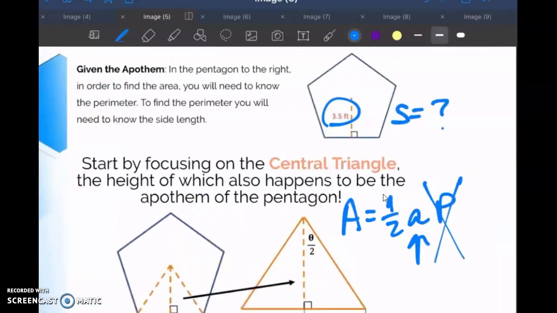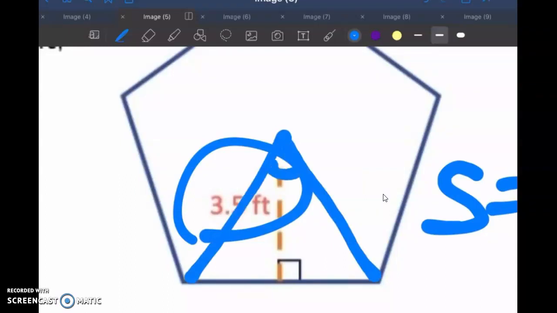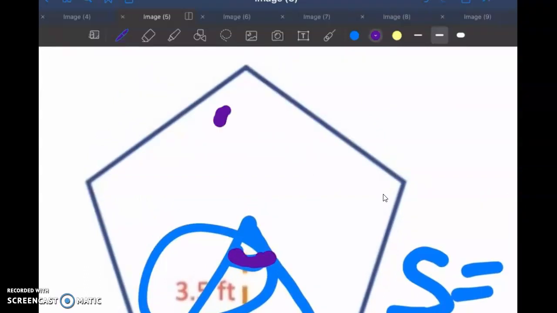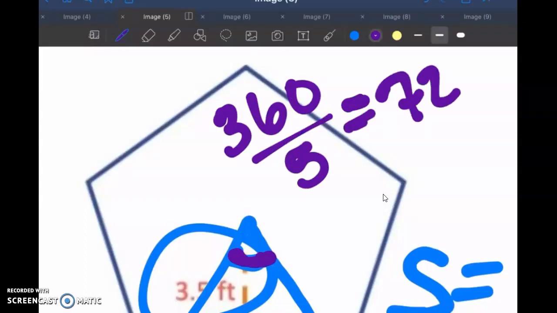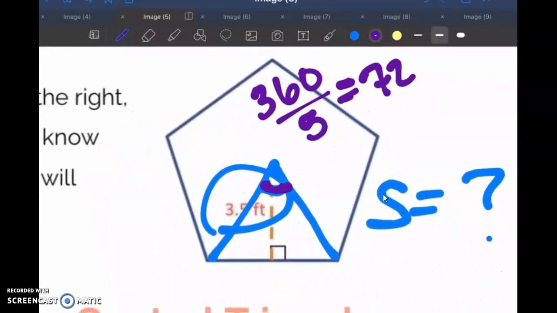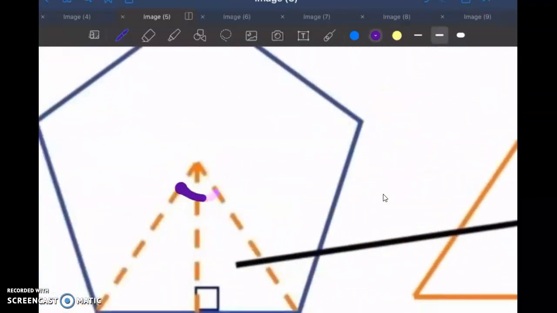Well, if we go in here and draw this half triangle, well, let's just draw the whole triangle. Do we know how big that angle is? Yeah, we do. We learned how to take 360 degrees and divide it by the number of sides, right? What is that? 72, I think. So we know that this is 72 degrees right here.